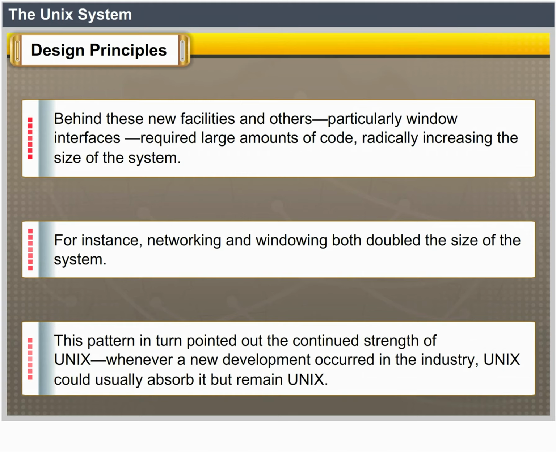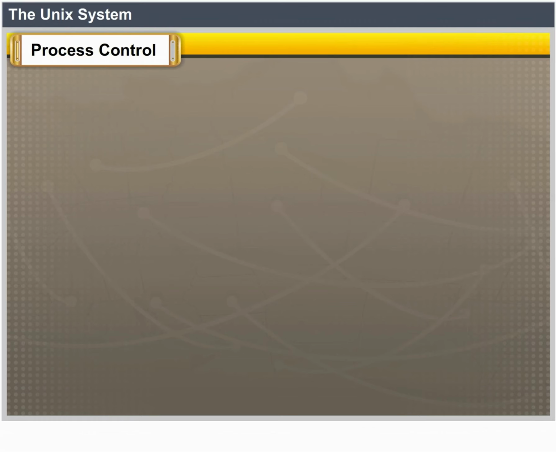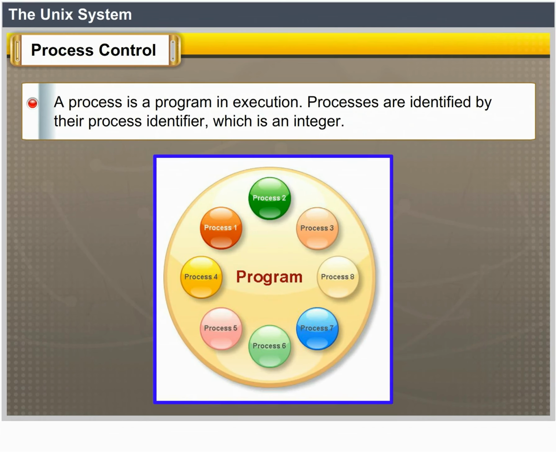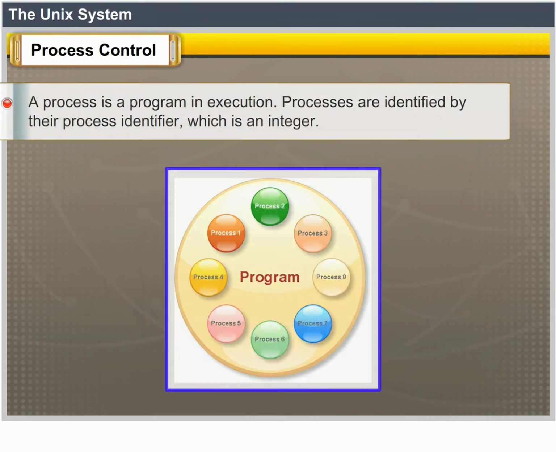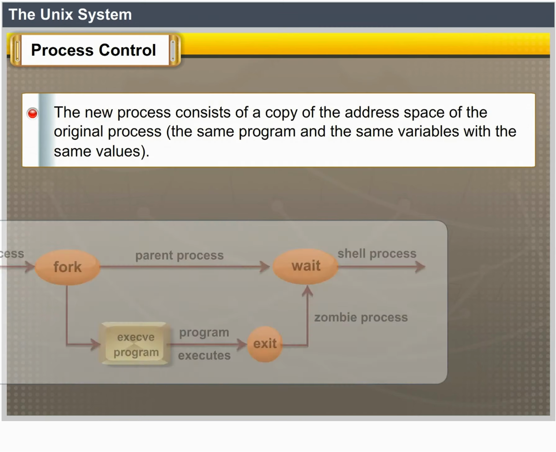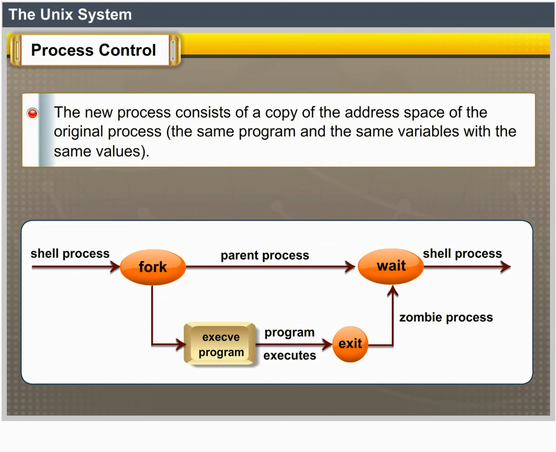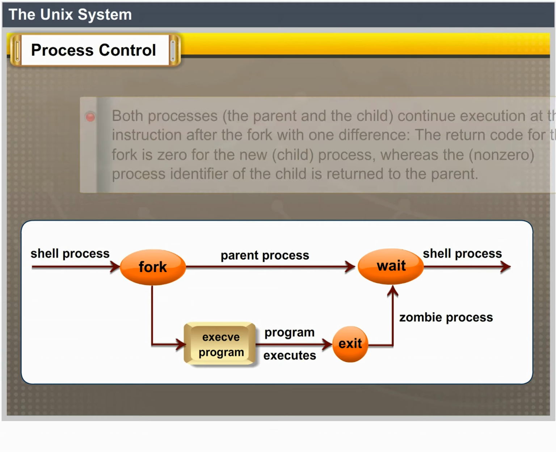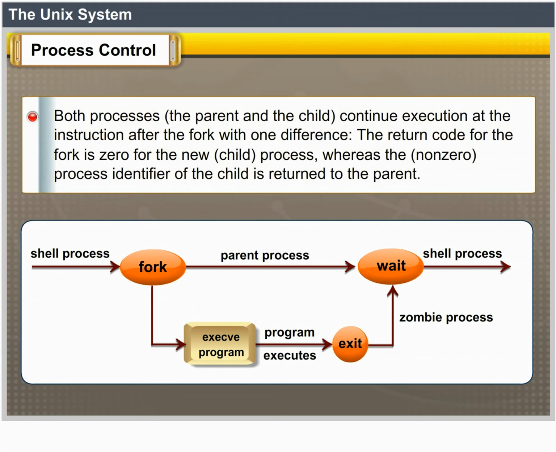Process control. A process is a program in execution. Processes are identified by their process identifier, which is an integer. A new process is created by the fork system call. The new process consists of a copy of the address space of the original process, the same program and the same variables with the same values. Both processes, the parent and the child, continue execution at the instruction after the fork with one difference. The return code for the fork is zero for the new child process, whereas the non-zero process identifier of the child is returned to the parent.